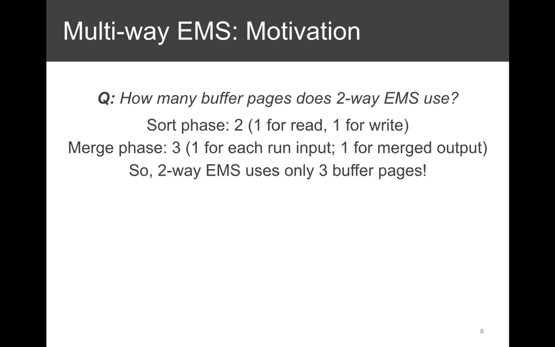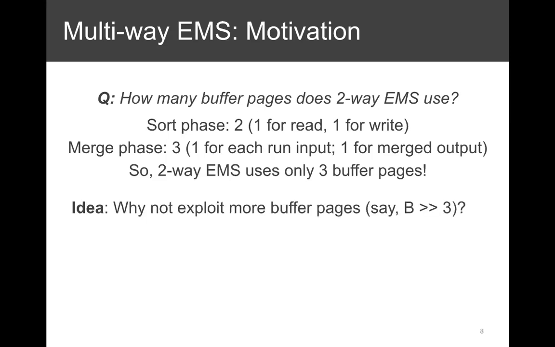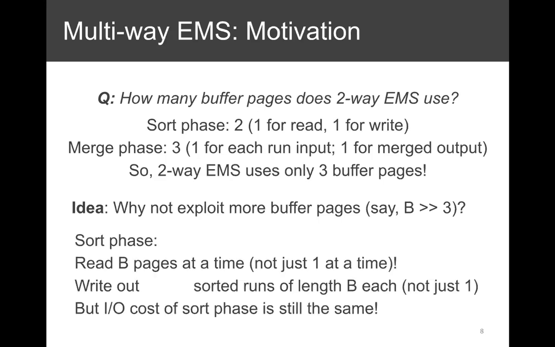That is very low because in modern systems, the amount of buffer memory you have can run into dozens of gigabytes. Sometimes in enterprise class machines, you even have up to 1 terabyte of RAM. So clearly there's going to be a lot more pages than just 3 that can sit in buffer pool. And therefore the basic idea of multi-way EMS is to exploit more buffer pages, basically big B, which is the notation we use for the number of buffer frames assigned to the EMS process. It's not necessarily the size of the buffer pool. You might assign a fraction of the buffer pool to the EMS sort process. And so this is much, much greater than 3.